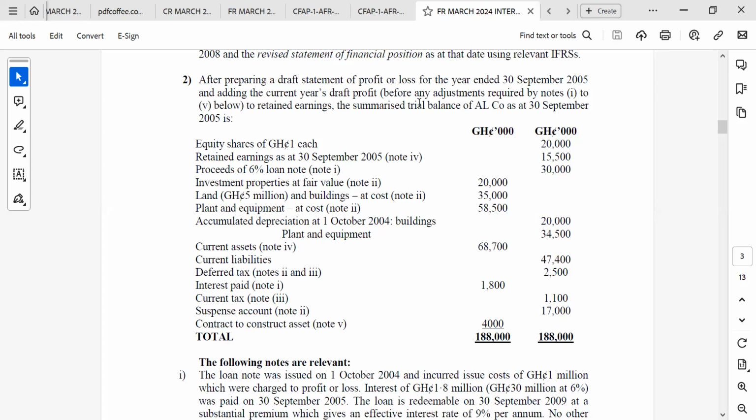Okay, so what are they saying? They are saying that the draft financial statement before what? Before any adjustment required by note 1 to note V below to retain earnings.